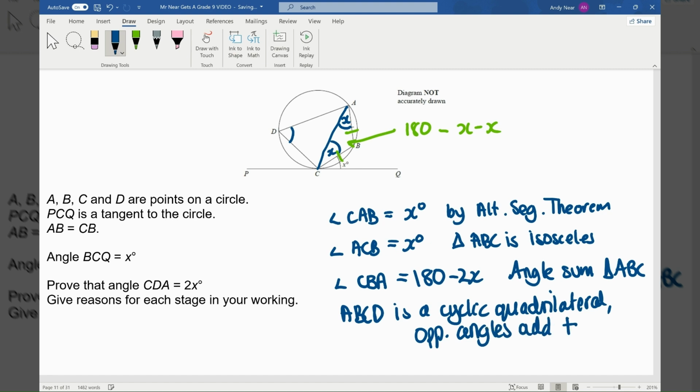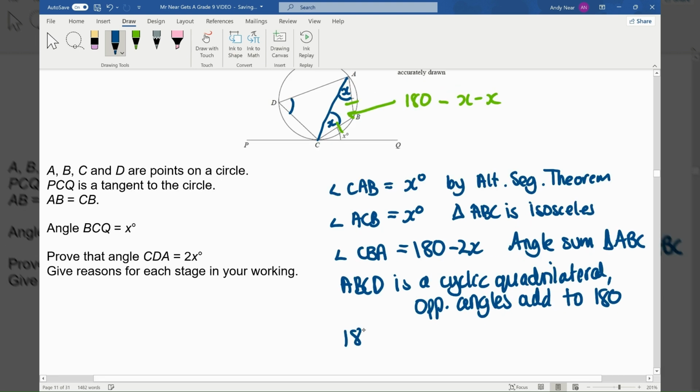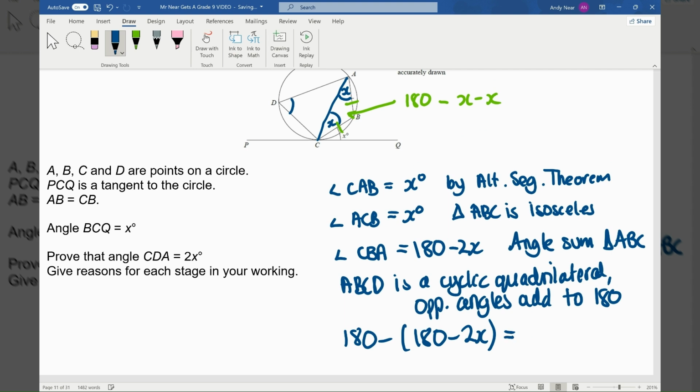And so the angle that we're after, CDA, is going to be 180 minus (180 minus 2x). So that's 180 minus 180, which is nothing, and minus minus 2x is plus 2x, which is what we wanted. And we have shown our working at each stage.